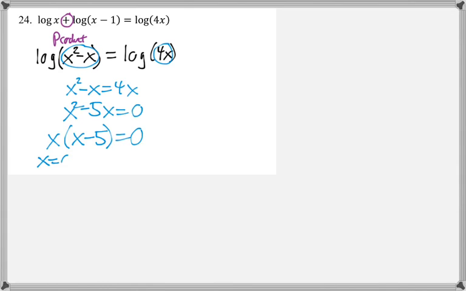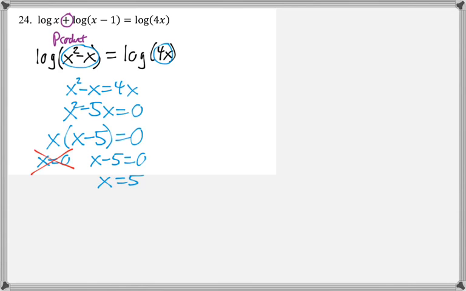And then I set x equal to 0, x minus 5 equal to 0, and then add 5 to both sides. So I have x is equal to 0 and x is equal to 5. Although I do need to check these. So it can't make the inside of an original logarithm negative or 0. So if you plug 0 into here, that does make it 0. So that is not a solution.